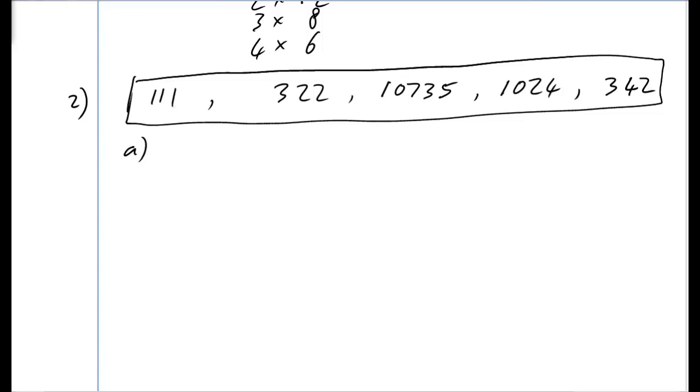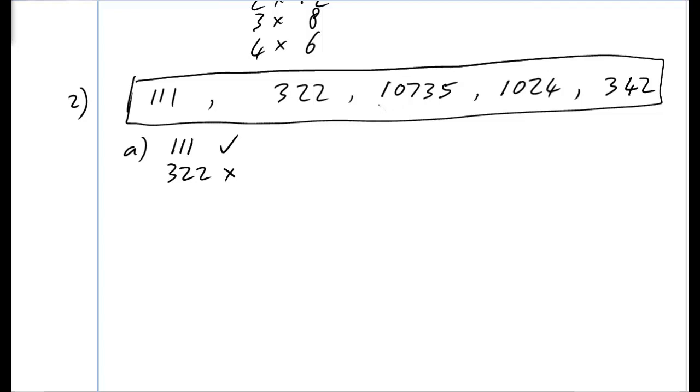So 1 plus 1 plus 1 is 3. Yes, that is divisible by 3. So let's give it a tick. What about 322? Add up the digits. 3 plus 2 is 5. 5 plus 2 is 7. So the sum of those digits there is 7. 7's not divisible by 3. So no, 322 is not divisible by 3.